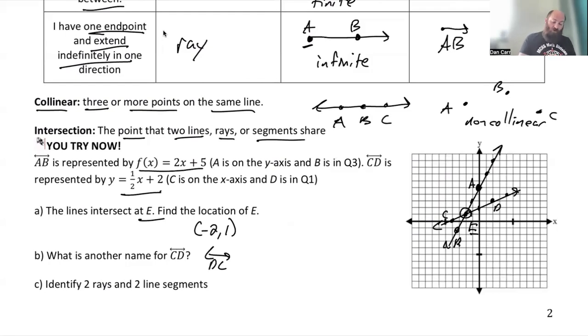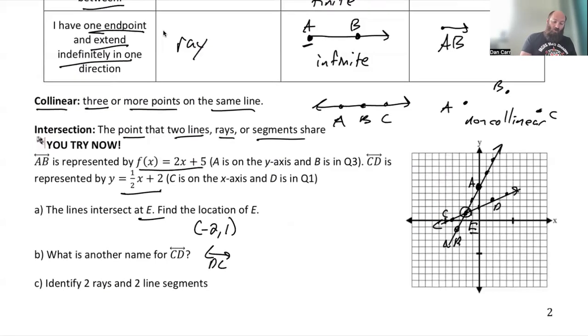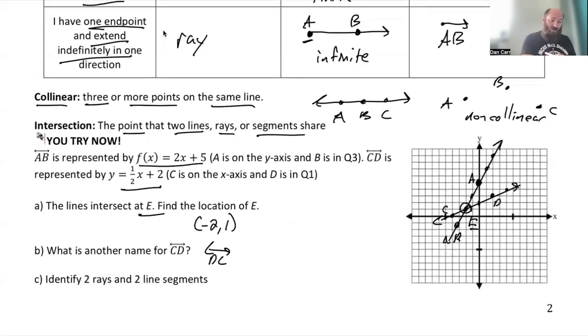Identify two rays and two line segments. So I can do four line segments. Now, if I just want to focus on just this section of A to B like that, I can. That's a segment. So I can pull a segment out of a bigger line. So I can just do AB as a segment. I can do CD as a segment for the same idea.